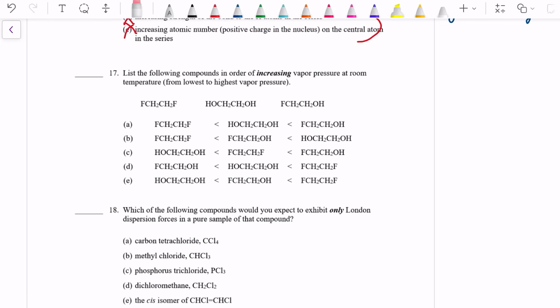Problem 17. List the following compounds in order of increasing vapor pressure at room temperature. So we know that vapor pressure, I'll call it P star, is going to be correlated somehow to the intermolecular forces. So this question is essentially asking us, can we identify the relative intermolecular forces of the compounds and know the relationship between vapor pressure and intermolecular forces? And the relationship between these two is that as intermolecular forces increase, vapor pressure is going to decrease.